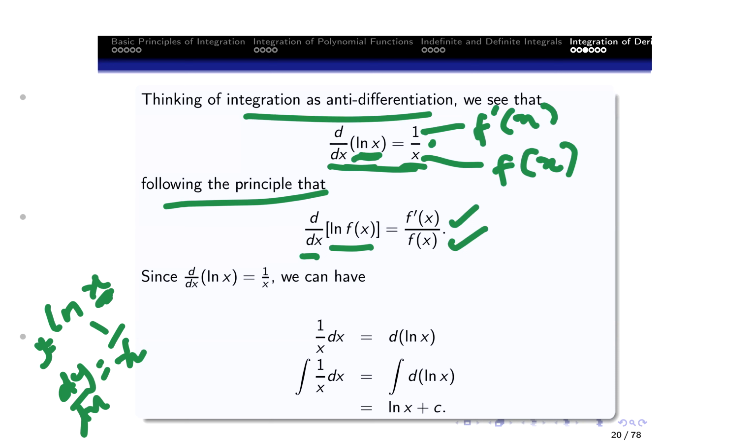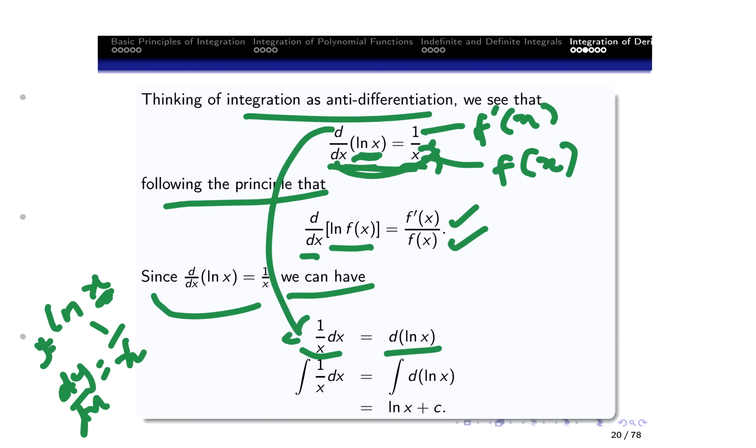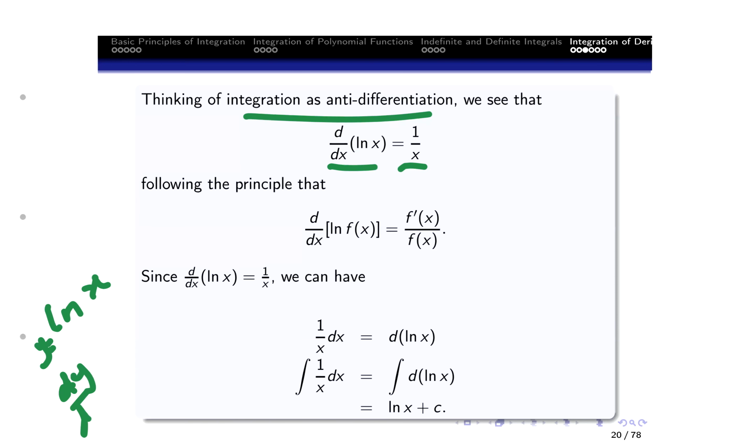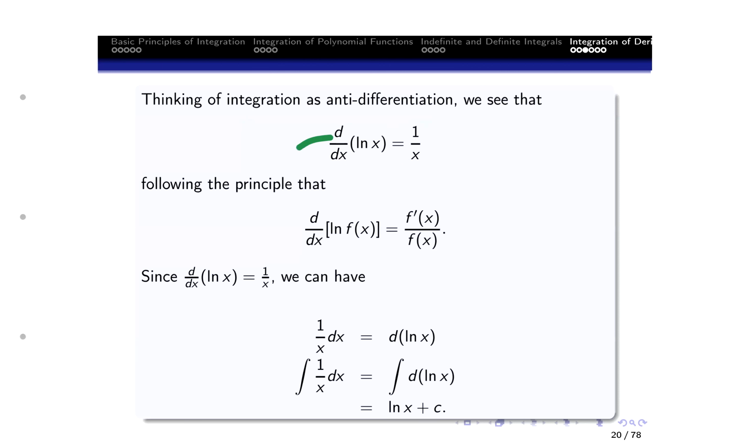Since d dx of ln x is 1 over x, we can have 1 over x dx equals d ln x. We are just moving the dx to the other side. So you have 1 over x dx equals d ln x. That's what you have right here. And since that is taken care of, we can navigate from here.